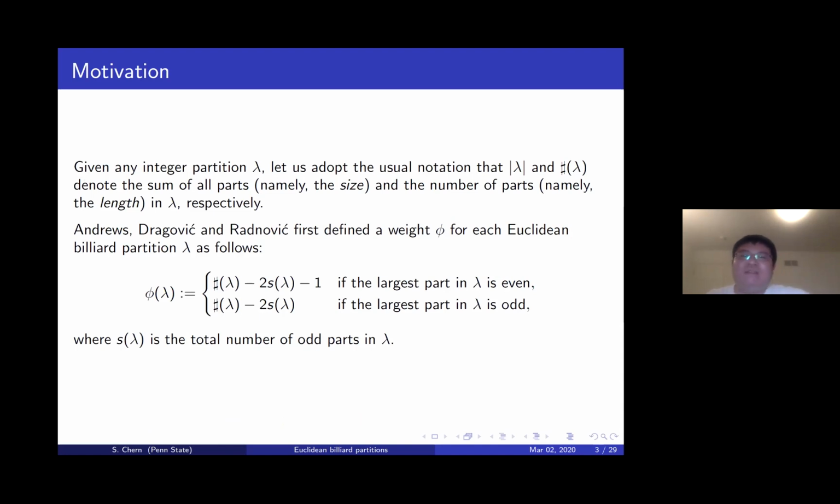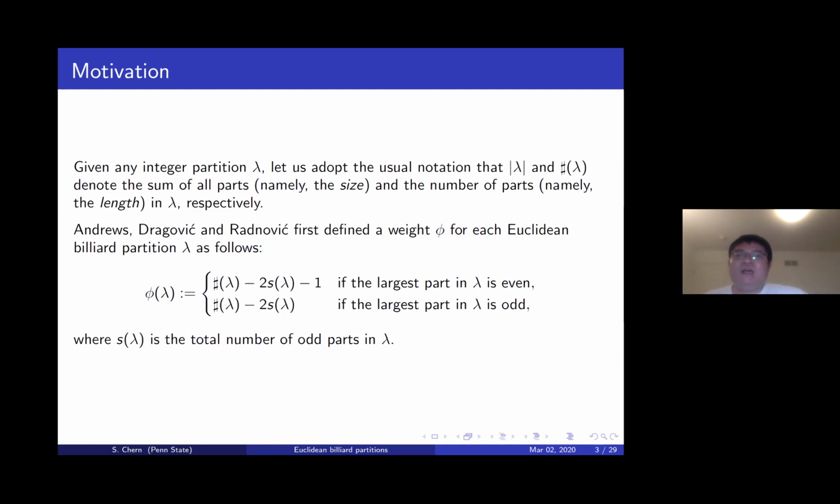And we also have some usual notations for partitions. Suppose we have a partition lambda. Then we use the absolute value of lambda as the sum of all parts in this partition, or the size of this partition. And we use sharp of lambda to denote the number of parts, or the length of this partition.